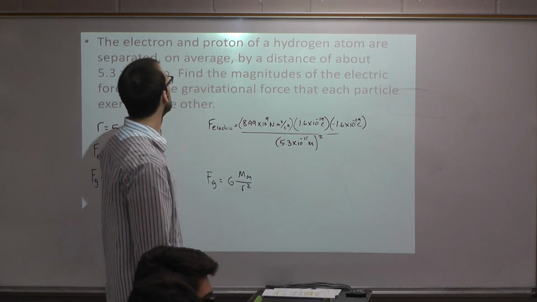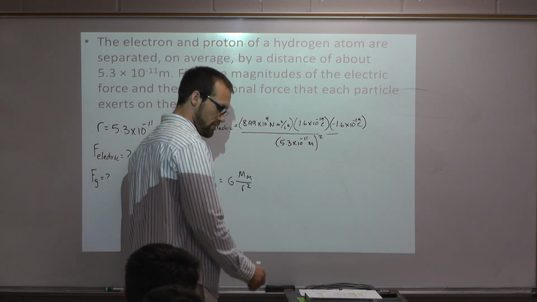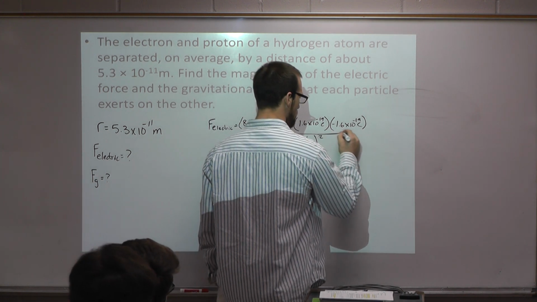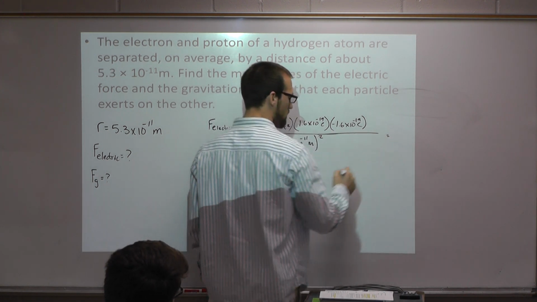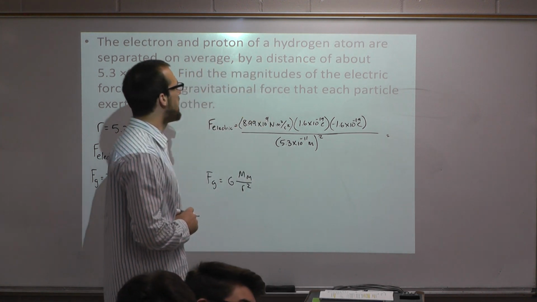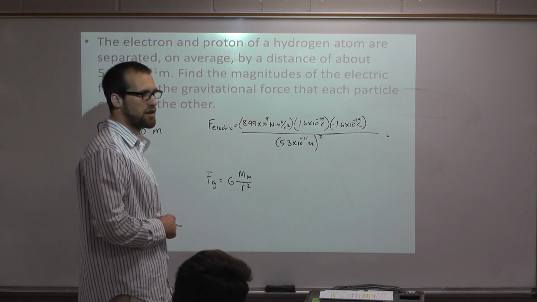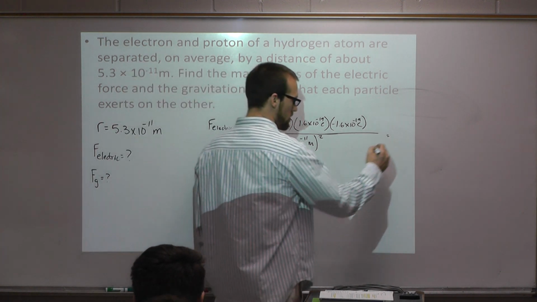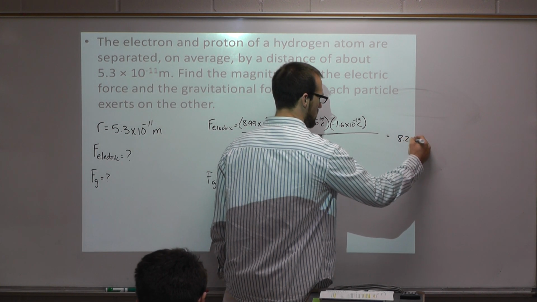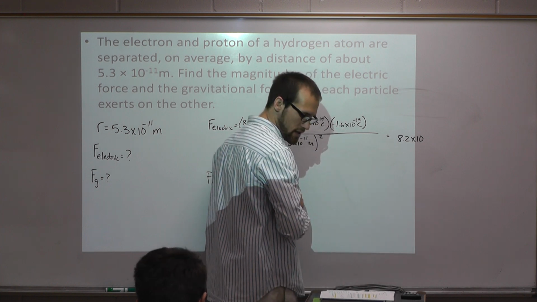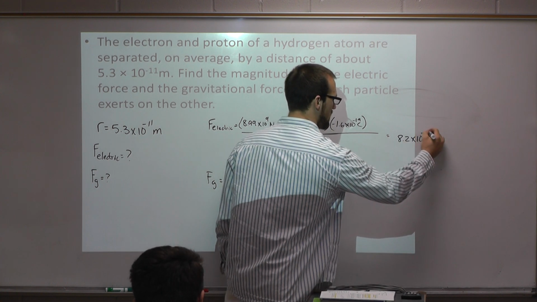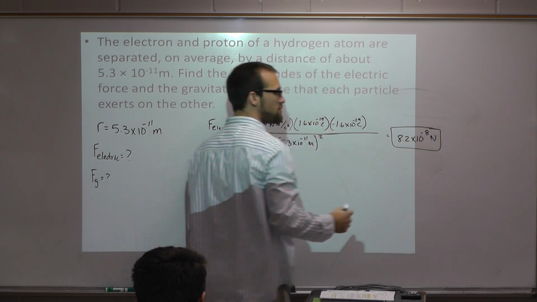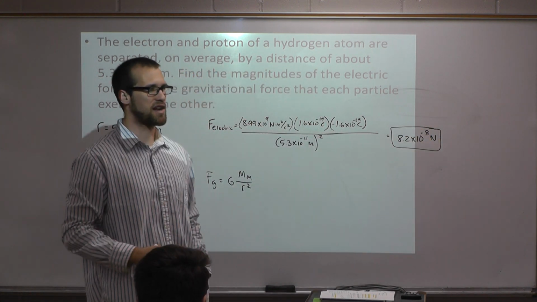So when you plug this in and you solve, because it wants the magnitude of the electric force, I'm going to ignore any negatives. So we should get 8.2 times 10 to the negative 8 newtons.